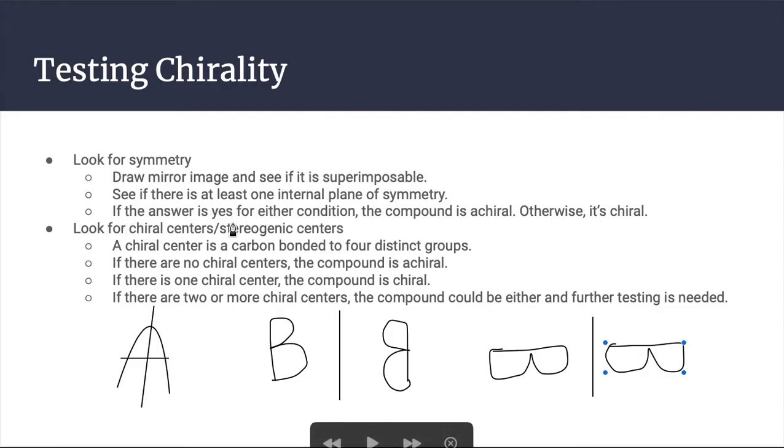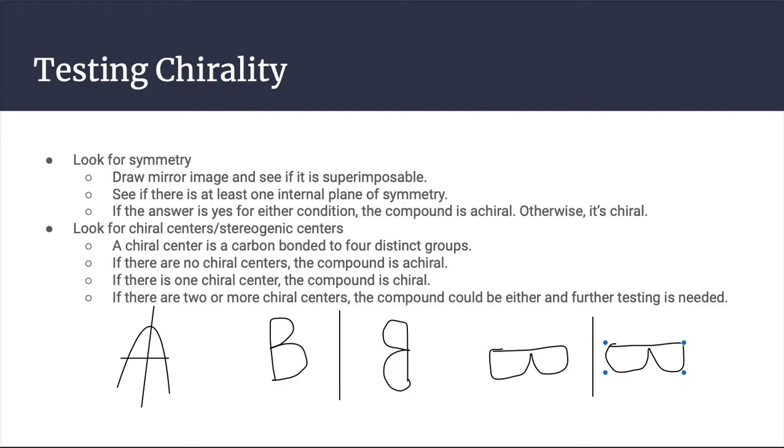And again, if the answer is yes for either condition, that you can find a plane of symmetry or get the mirror image to be superimposed on top of the original, then the compound is achiral. Otherwise, it's chiral. So that's the first test. This is a pretty simple, straightforward test, and it's really easy to do with smaller compounds, but as a compound gets bigger or more complex, like it has more branches, it gets harder to see symmetry, so you wouldn't be able to see the internal plane, and it would be really hard to draw out the whole compound and all of its mirror image. That's just very time consuming.